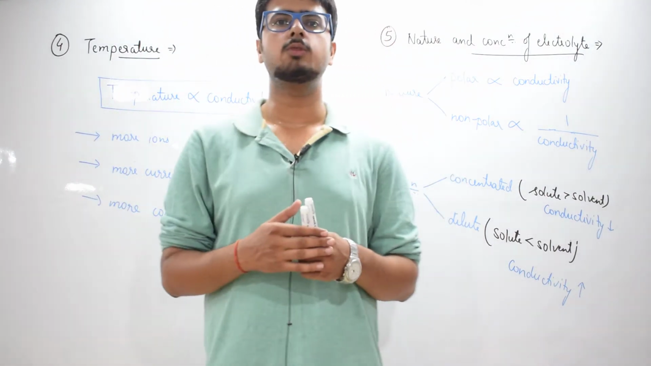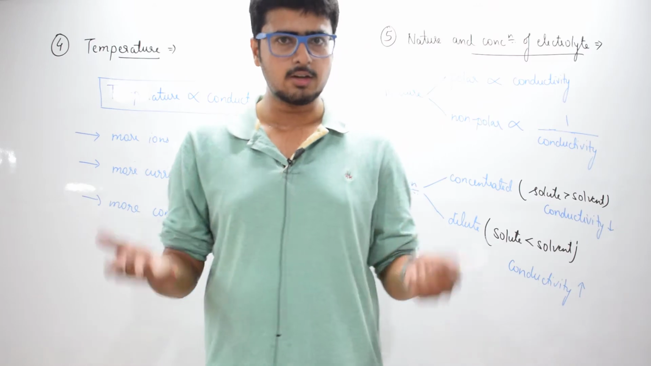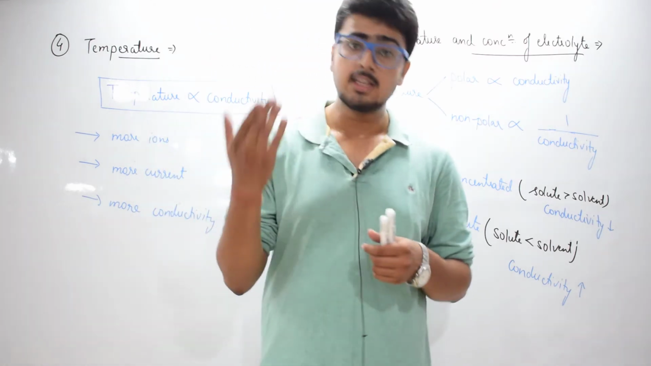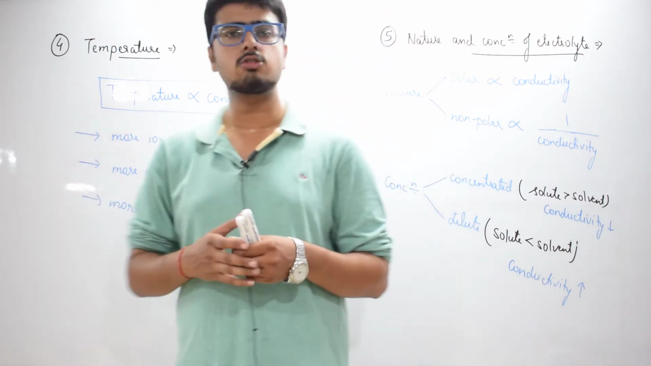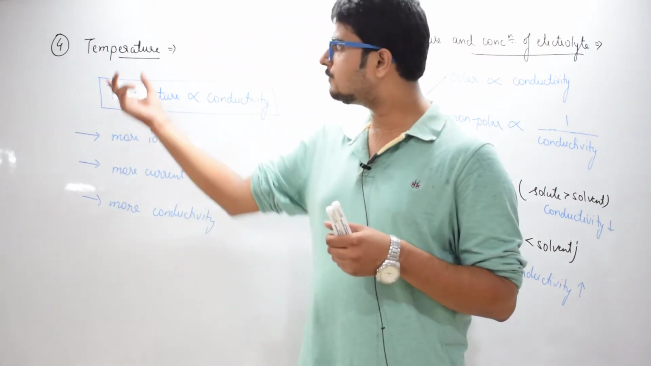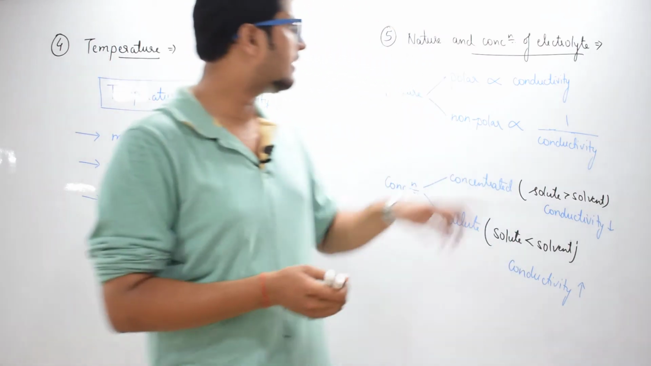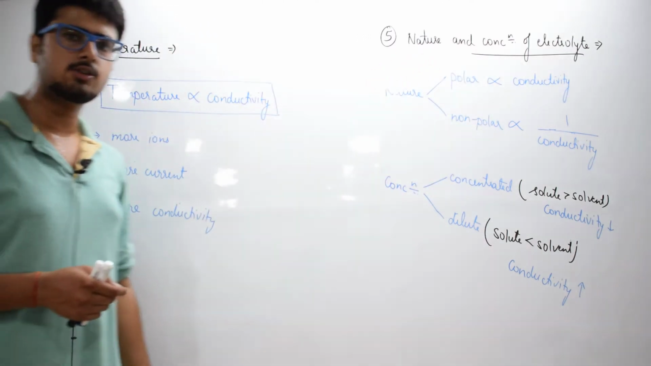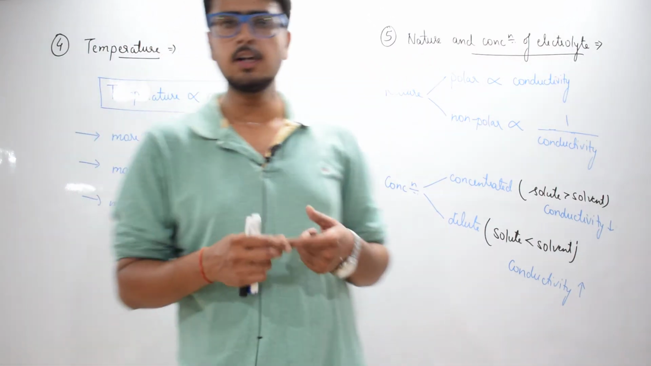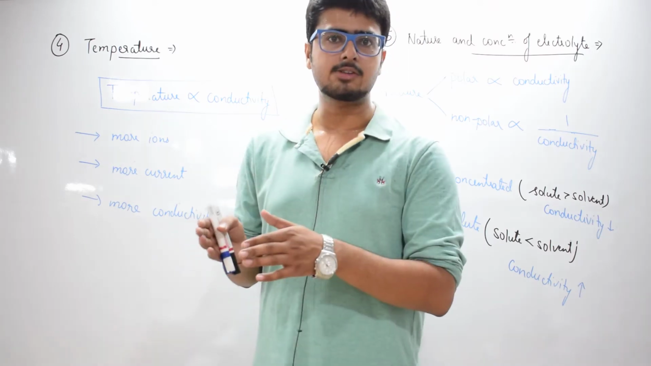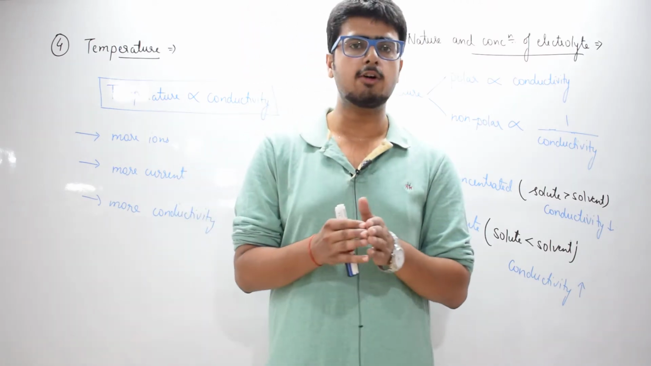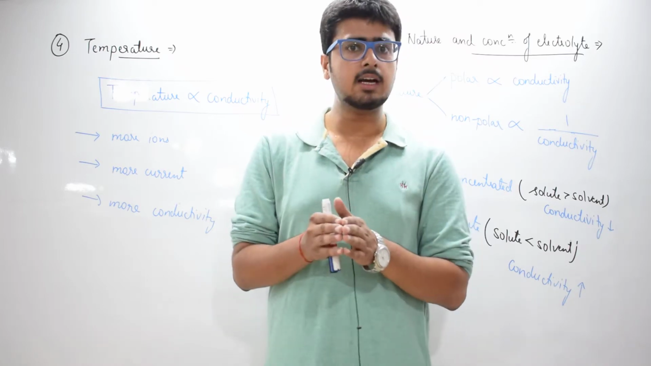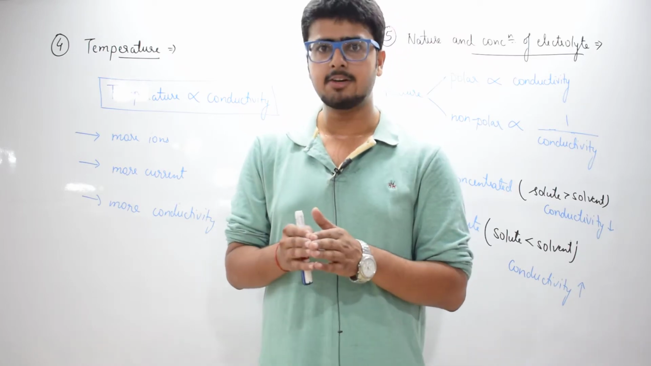The 5 factors were: the first factor was solute-solute interaction, the second factor was solute-solvent interaction, the third factor was solvent-solvent interaction, the fourth factor is temperature, and the fifth factor is nature and concentration of electrolyte. The first factor was solute-solute interaction. More is the interaction between solute molecules, lesser will be the formation of ions, lesser will be the current and lesser will be the conductivity.